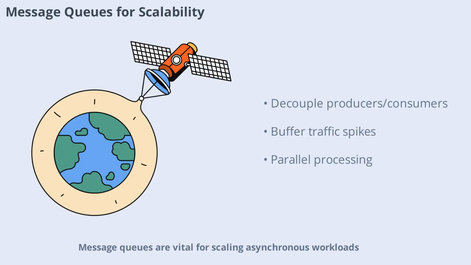Message queues are vital for scaling asynchronous workloads. They decouple producers from consumers, allowing each to scale independently. Queues also buffer traffic spikes so consumers can process messages at their own pace. Technologies like Kafka use partitioning to enable parallel consumption. By introducing message queues, you make your system more resilient and flexible, ready to handle unpredictable traffic patterns.